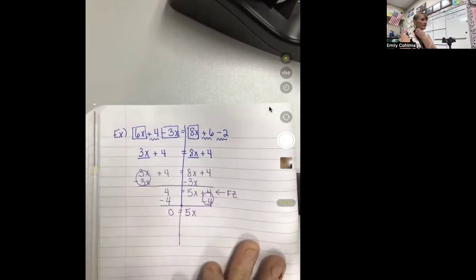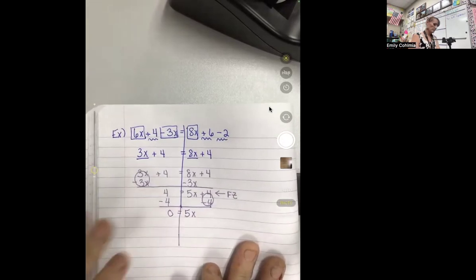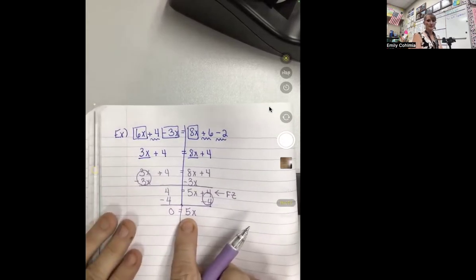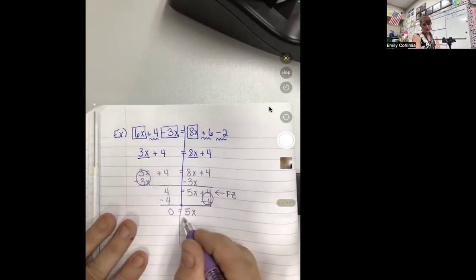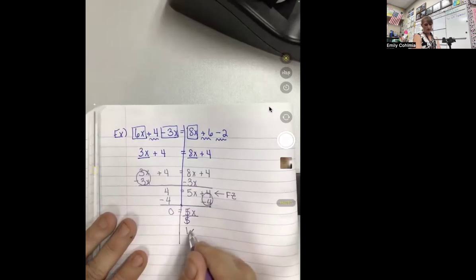Now, don't let that 0 confuse you. We still have a best friend, right? We still have besties over here that we got to send home. So we got to send our best friend home. Remember, they're multiplied together. So to undo multiplication, we have to divide. There's our big 1. So now we have 1x.